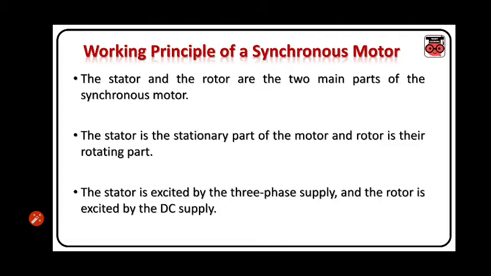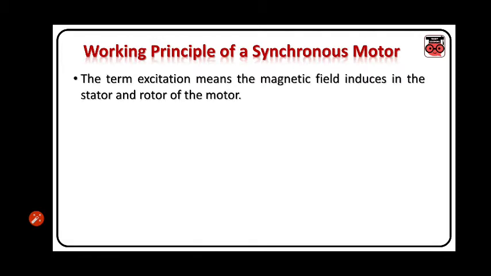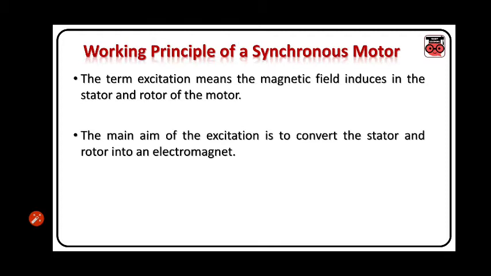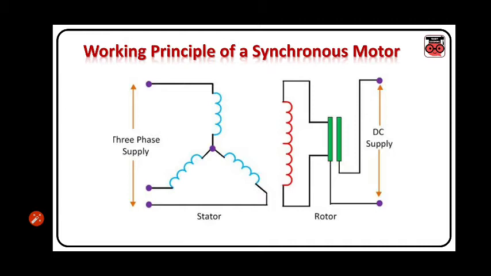The stator is excited by the three-phase supply and the rotor is excited by DC supply. The term excitation means the magnetic field is induced in the stator and rotor of the motor. The main aim of the excitation is to convert the stator and rotor into electromagnets. In the diagram, you can see on the left side the stator winding and the three-phase supply is given to the stator, and at the right side the rotor winding and DC supply is given to the rotor.